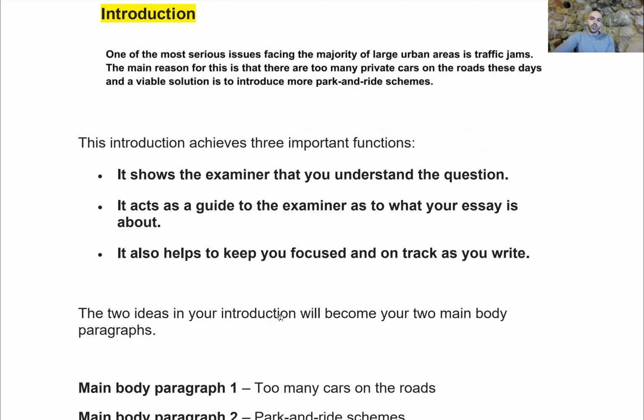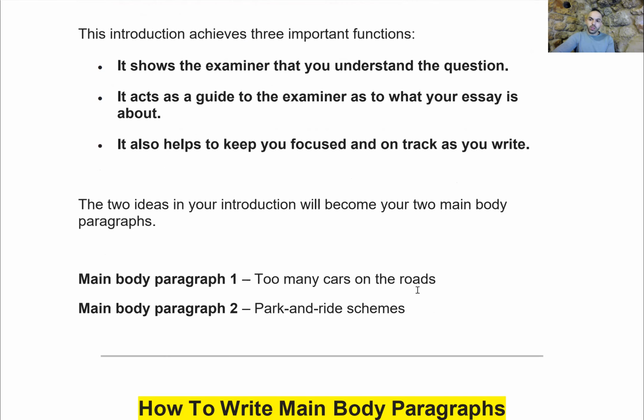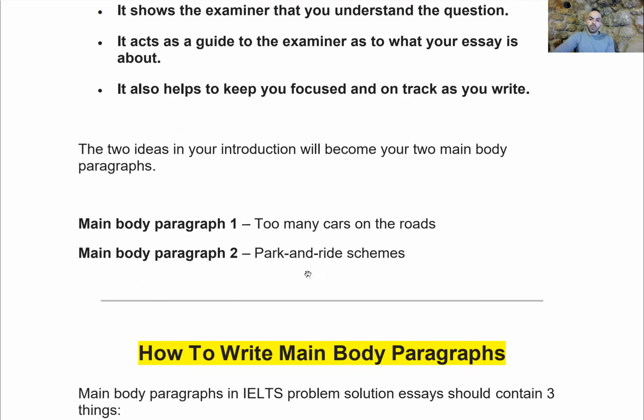So the two ideas in your introduction will become your two main body paragraphs. So main body paragraph one will be about too many cars on the roads, and main body paragraph two will be about park and ride schemes.